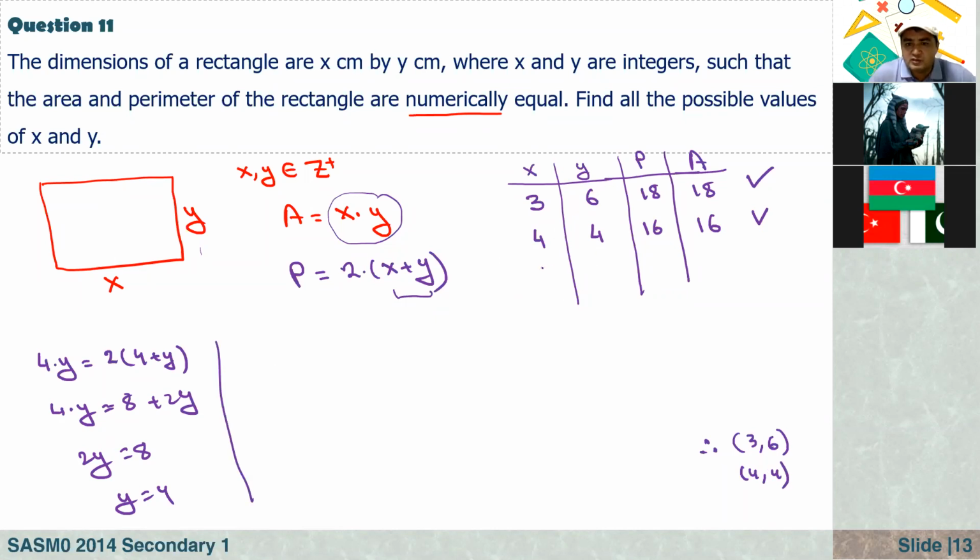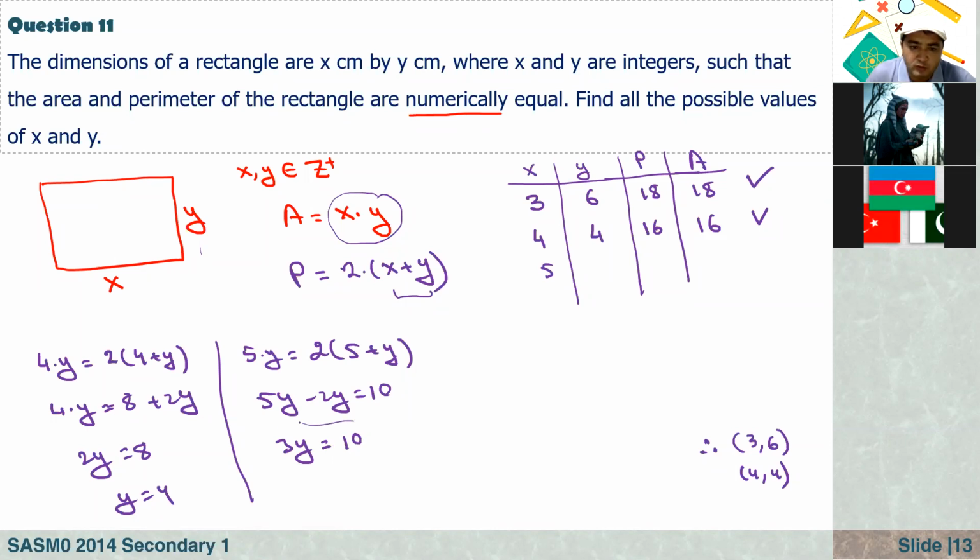How about if x equals 5, for example? It is 5 times y. On the right-hand side, we have 2 times (5 plus y). And here we have 5y minus 2y is equal to 10. And 3y is equal to 10.